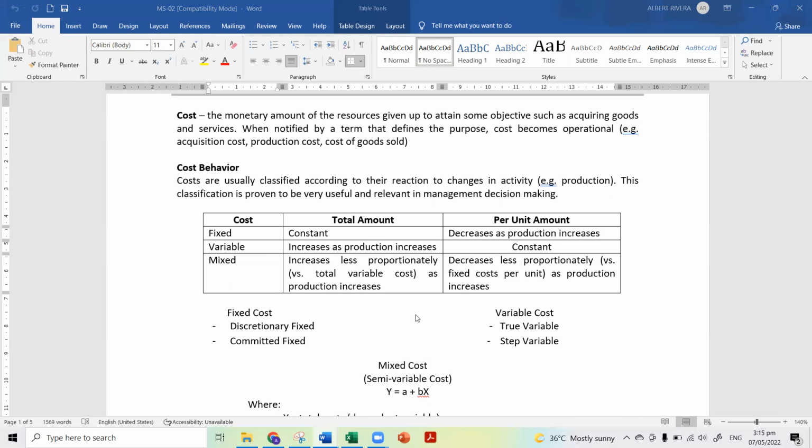O chat box. Paano kung tatlo na kayo? Magkano ang total rent? Chat box please. Still 10,000. Kahit 4, 5, 6, 10, still 10,000. Because that is the behavior of that cost. That is a fixed cost. Okay? So the fixed cost is constant as far as total amount is concerned. However, that is variable or that decreases as the production increases.